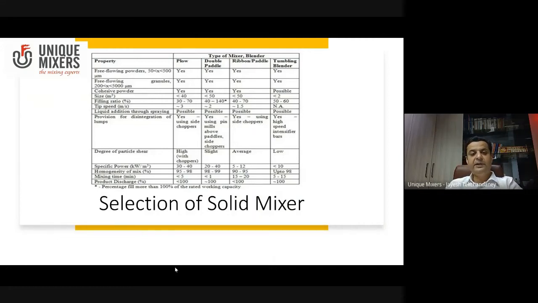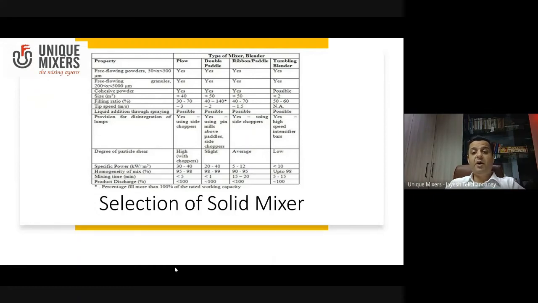Okay. Coming to selection of a solid mixer, this is a classic example of how the different material properties and characteristics are to be considered, as well as the equipment design and the limitations. Say, for example, when you're talking about free-flowing materials, all the kinds of equipment that we discussed, the plow, the double paddle, the ribbon paddle, or the tumbling blender, they're all possible. Let's look at some specific parameters. Like the tumbling blender, as we said, you can't use it for large volumes. So the capacities are limited to less than 2 meter cube. Whereas the other equipment, well, you can build equipment up to 40, 50 meter cube.